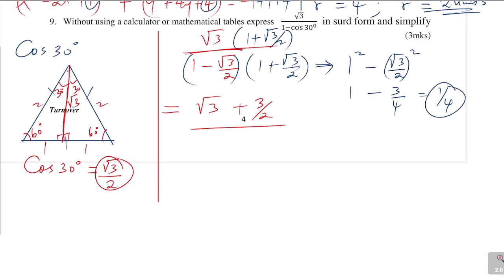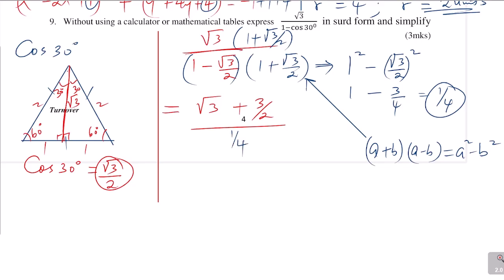I've used the concept of difference of two squares. And I'd like you to recall this: a plus b multiplied by a minus b is equal to a squared minus b squared. That is the concept that I have used here to work that out. So now the denominator simplifies to a quarter.